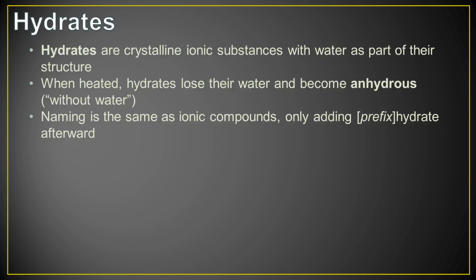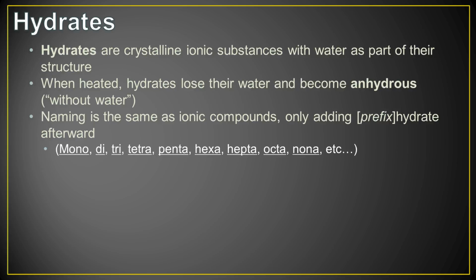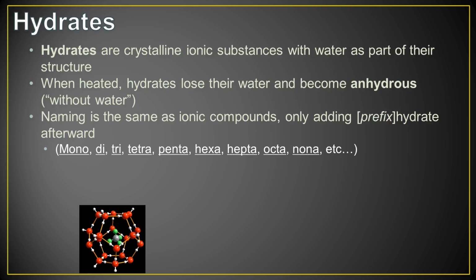Now, naming is going to be the same as we've seen with other ionic compounds. The only difference is you're going to add on a little thing at the end, like a prefix, hydrate. And those different prefixes are going to be mono, di, tri, tetra, penta, hepta, hexa, etc., based on the number of water molecules. So this one right here, there's going to be another simple molecule in the middle, and this one happens to be surrounded by 20 water molecules. So we're not going to go that high with our prefixes.